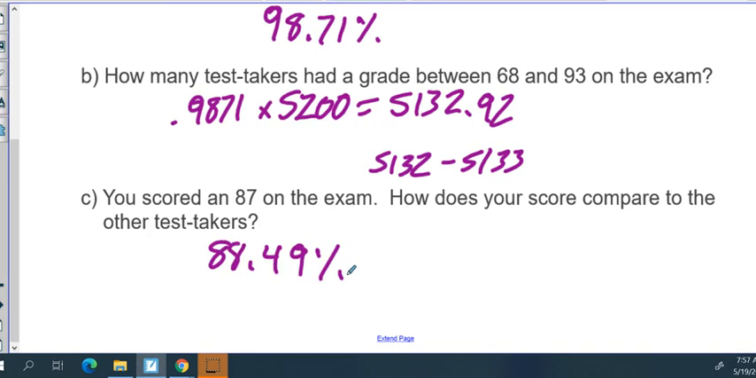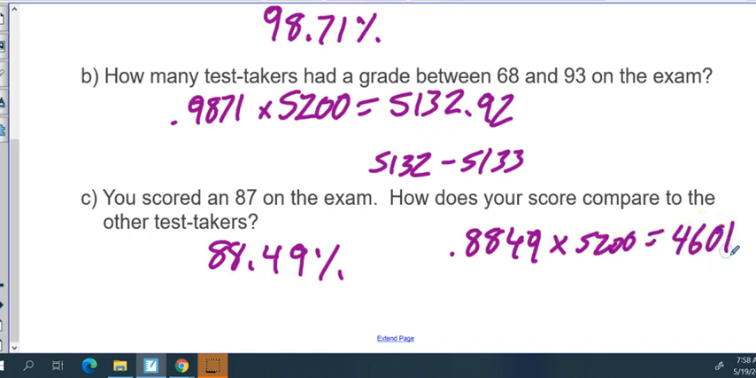If we wanted to figure out how much specifically that is, 0.8849 times 5,200 gets you about 4,601 students. So you scored above 4,601 students. And that is z-score and area under the curve.